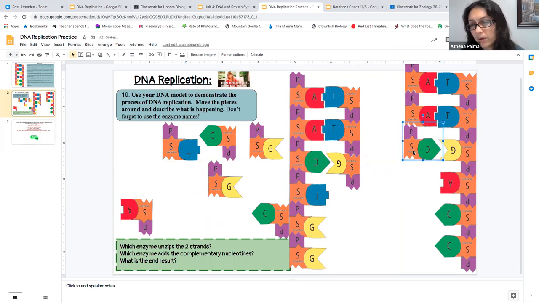Now, remember, true DNA replication would go all the way through. So we make a copy all the way through our whole molecule. At the very end, we wind up with two identical DNA molecules. Okay, so that's one of the most important things to know.